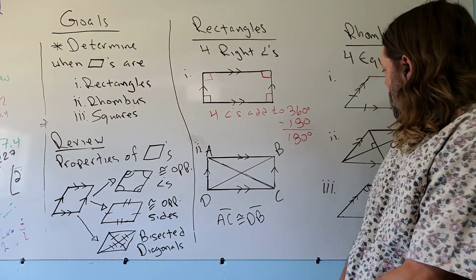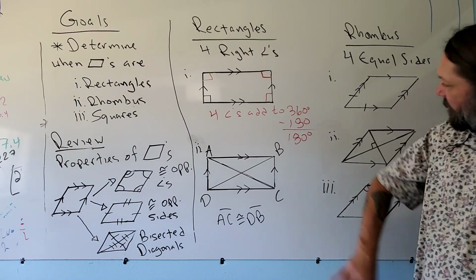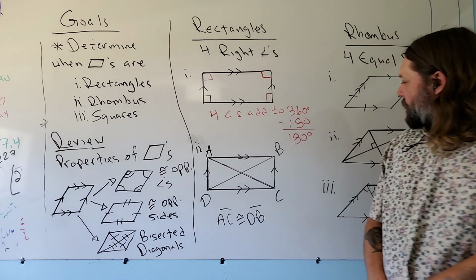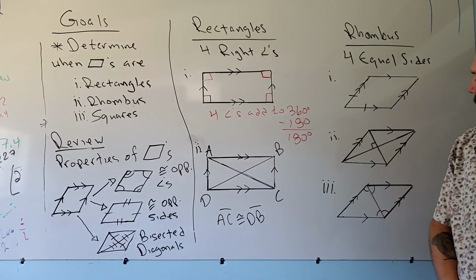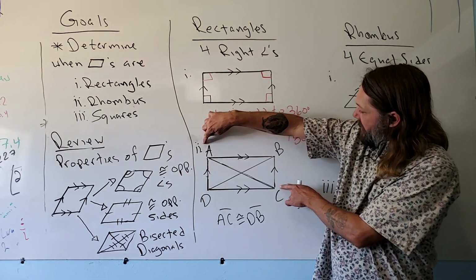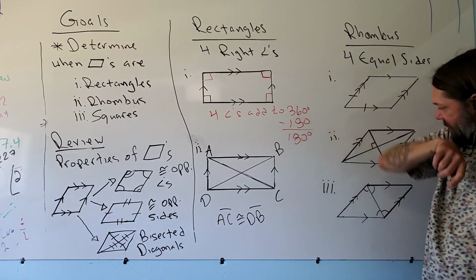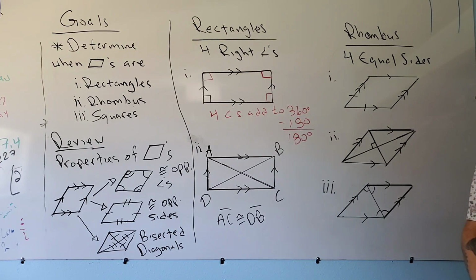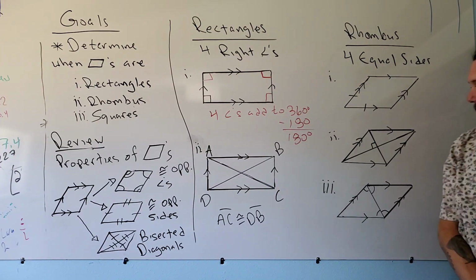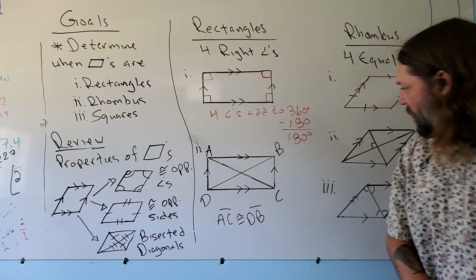Alrighty, so let's look at the second one. The second one, we have a parallelogram, and we're starting off with the characteristic of having equal diagonals. So the length from A to C is going to be the same as the length from D to B. Now, I do need to say something about triangles here, isosceles triangles in particular.